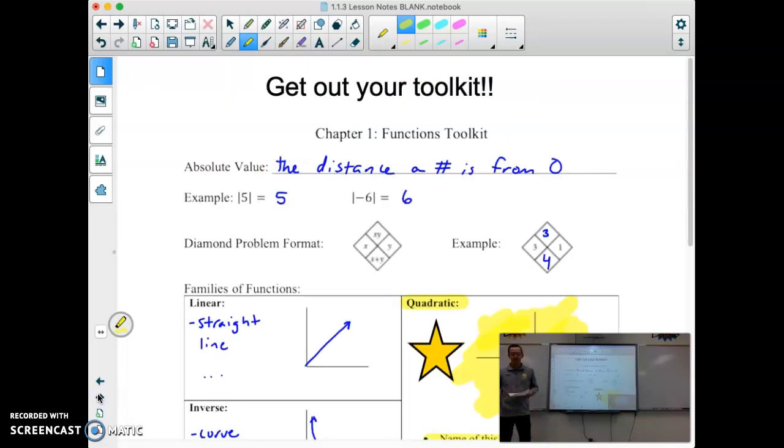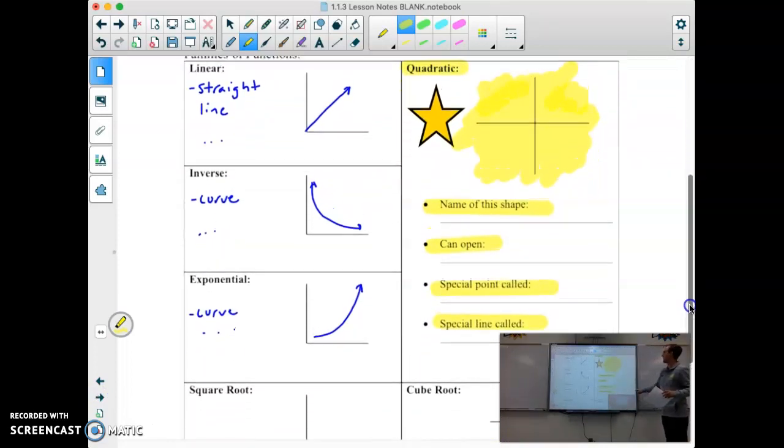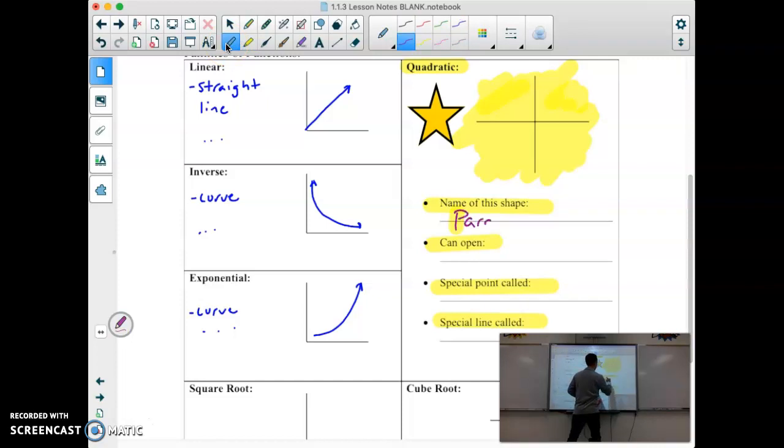Last but not least, we're going to add a couple things to our toolkits. So we have quadratic function, which, again, the name of this shape is a parabola. And it looks something like that. Or it could also open like this. So it can open up or down.